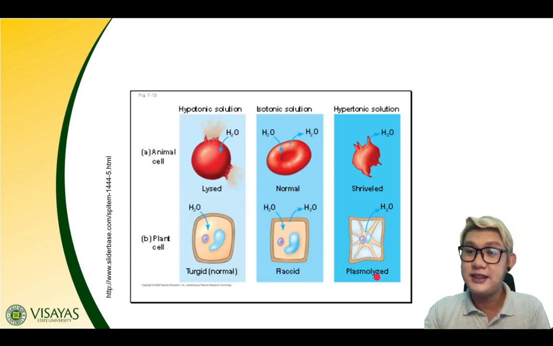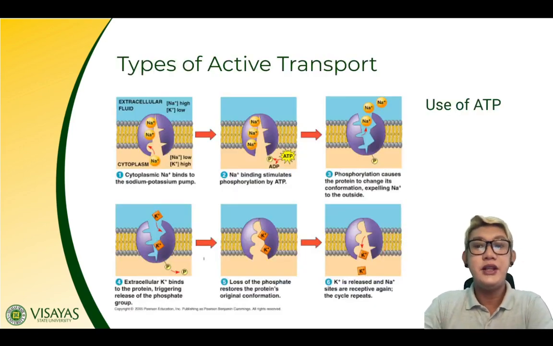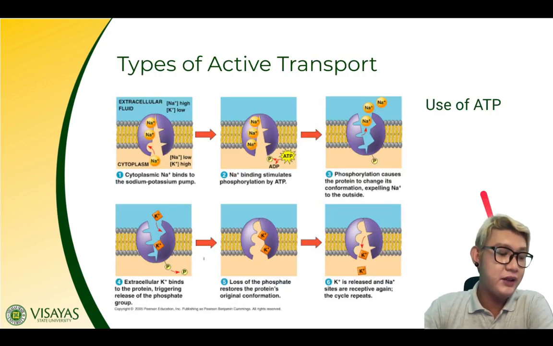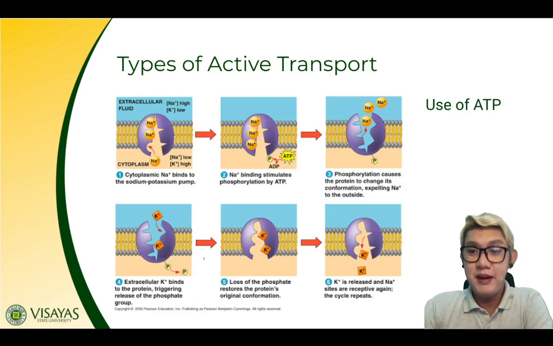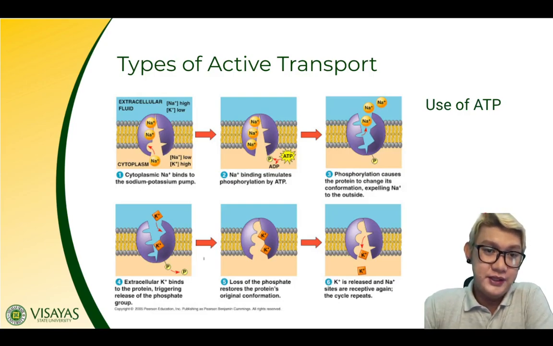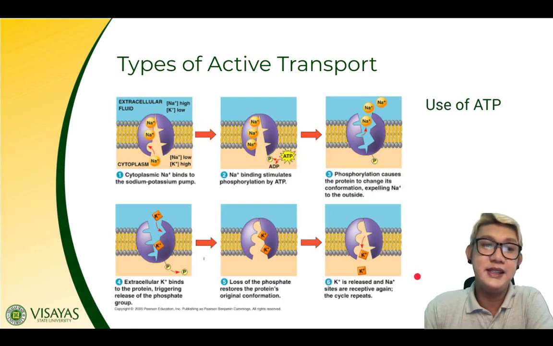Okay, so these are the different effects of osmosis in different types of cells. Now let us talk about active transport. We know that active transport is when there is energy expenditure in the transport of a particular molecule or molecules. One type of active transport is the use of ATP, like in the sodium potassium pump. Energy of ATP is needed in order to extrude sodium and take in potassium ions by the cell.